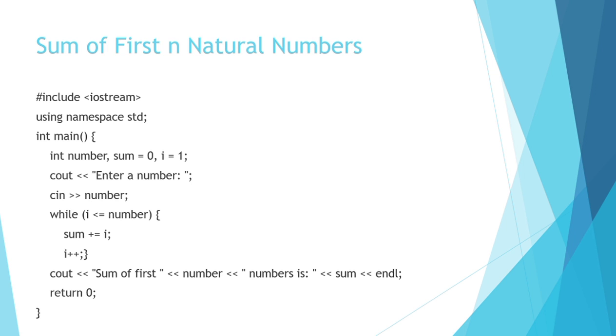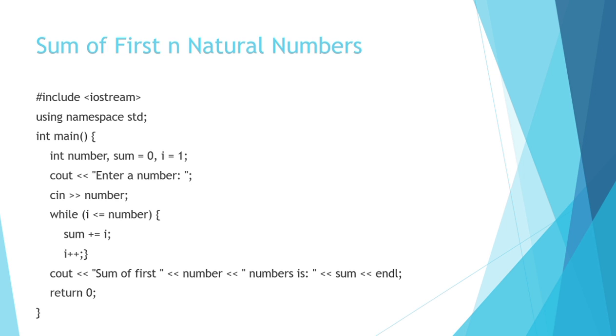Cout "Enter a number". This outputs the prompt "Enter a number" to the user. It's asking the user to input a value. cin >> number. This reads the input provided by the user and stores it in the variable number. This will be the upper limit of the sum that we want to calculate.